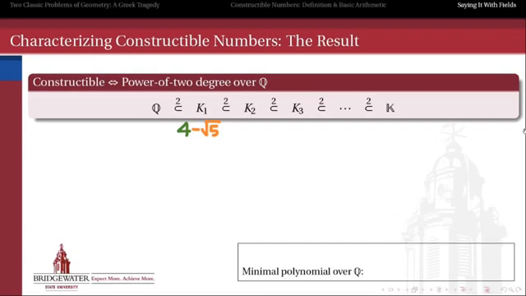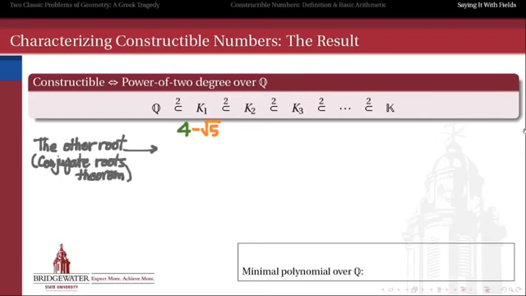What about the more complicated example, 4 minus radical 5? This wasn't directly the square root of something from Q, but can we find a polynomial equation with rational coefficients that 4 minus radical 5 satisfies? Sure. According to the conjugate roots theorem, the other root that this polynomial equation will have to have, apart from 4 minus radical 5, is 4 plus radical 5. And now from the knowledge of these two roots, we can construct a polynomial equation that both of those roots satisfy. All we have to do is use the sum and product theorem.